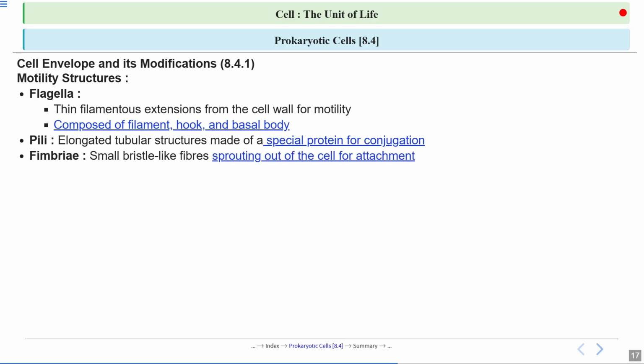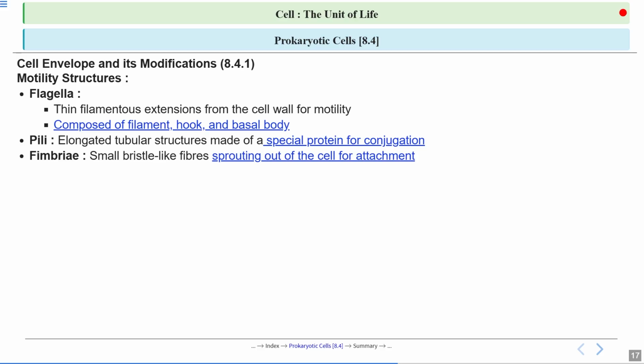Pili also helps in the attachment of this bacteria to the host tissue as well. Fimbriae. Fimbriae are small bristle-like fibers sprouting out of the cell for the attachment. So what is the function of fimbriae? Attachment. It helps in the attachment of the prokaryotic cells to the host surface. Clear?